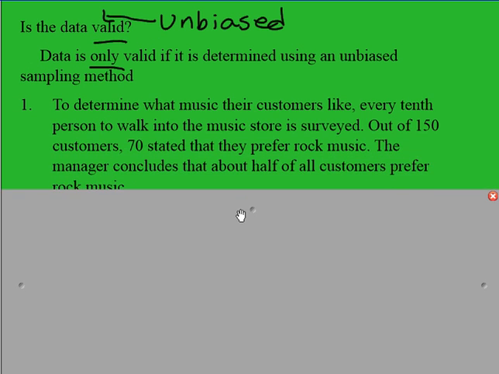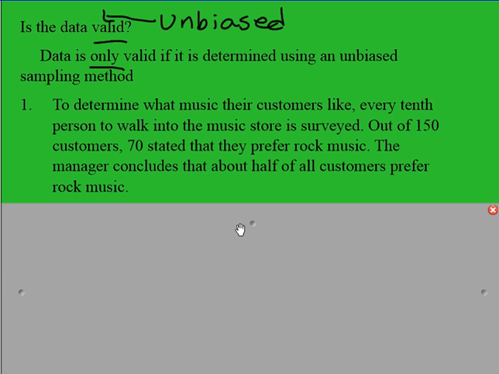So let's look here. Number one, to determine what music their customers like, every 10th person to walk into the music store is surveyed. Out of 150 customers, 70 stated that they preferred rock music. The manager concludes that about half of all customers prefer rock music. All right, so what are some key things we need to look for in this to determine if it's biased or unbiased? Well, we have here every 10th person. I want you to circle or underline that in your notes. Every 10th person is surveyed.